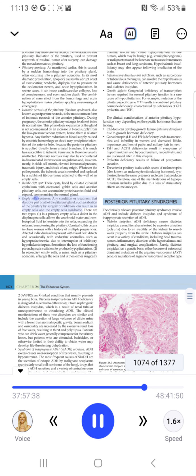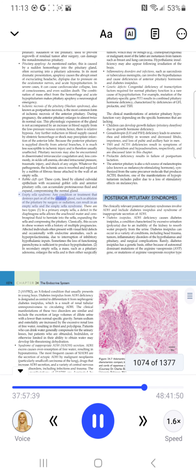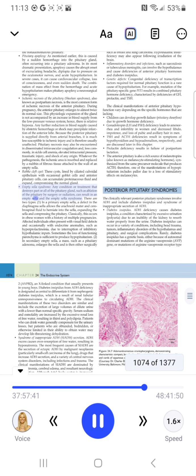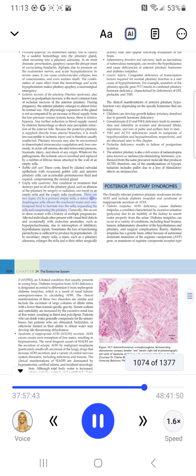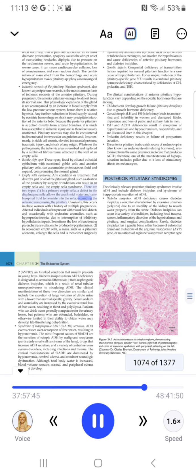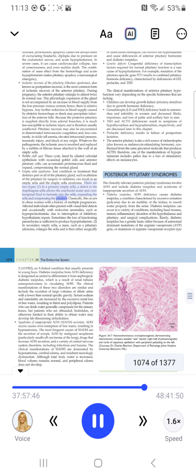Empty sella syndrome: any condition or treatment that destroys part or all of the pituitary gland, such as ablation of the pituitary by surgery or radiation, can result in an empty sella and the empty sella syndrome. There are two types. One, in a primary empty sella, a defect in the diaphragma sellae allows the arachnoid mater and cerebrospinal fluid to herniate into the sella, expanding the sella and compressing the pituitary.